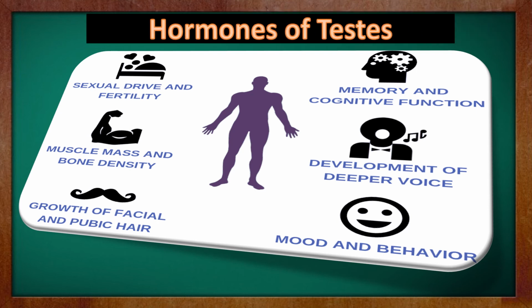Okay, another, we have the hormones of the testes. This one is for males. These are the functions of the hormones of the testes: sexual drive and fertility, muscle mass and bone density, growth of facial and pubic hair, memory and cognitive function, development of a deeper voice, and mood and behavior. So it is responsible for the secondary characteristics of a person, especially during the adolescent stage.